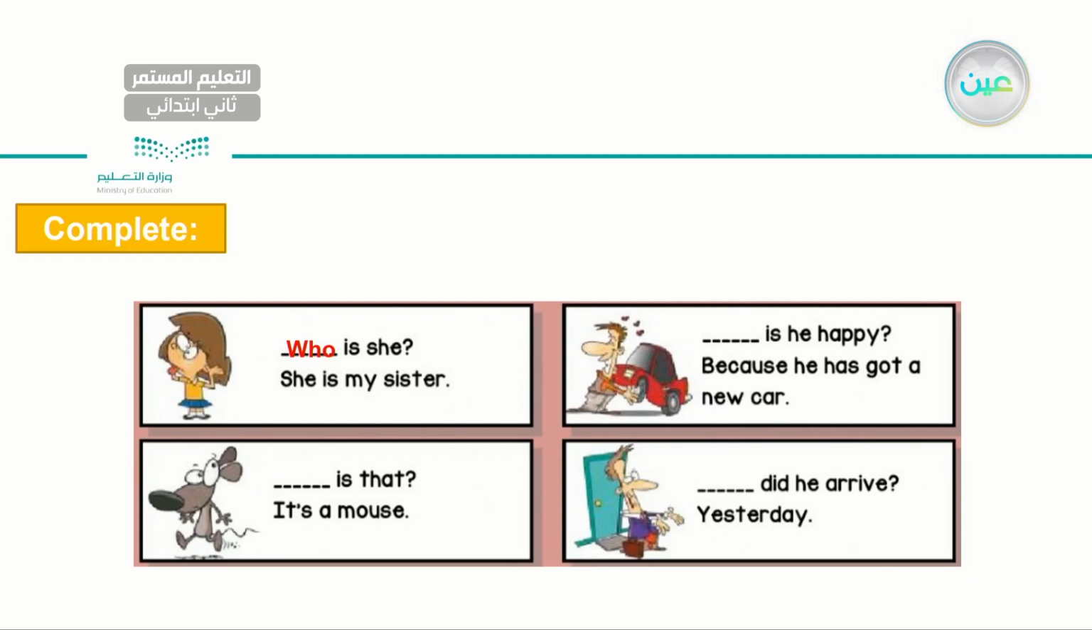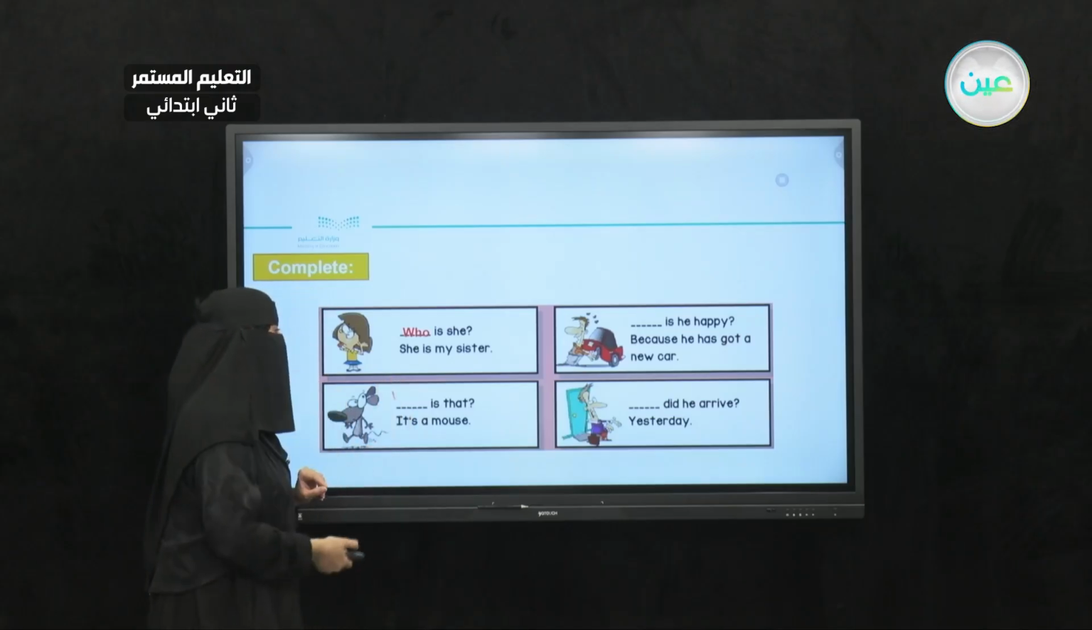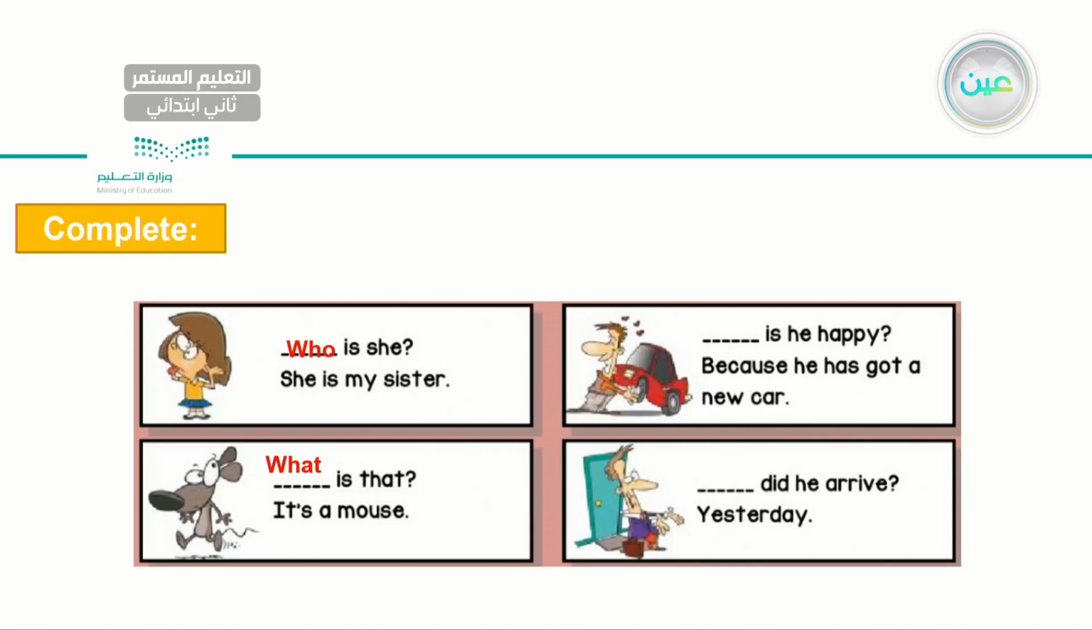While for the second one here, I'm asking about an animal, a thing. Okay? So to ask about a thing or something, I'll be using the question word what. What is that? It is a mouse. Now let's go to the other part.